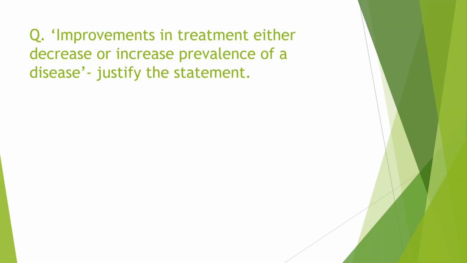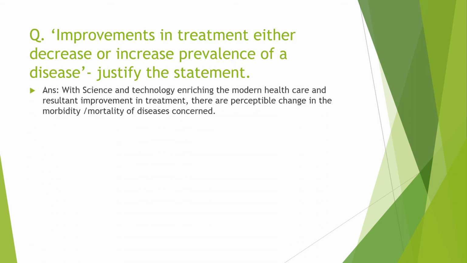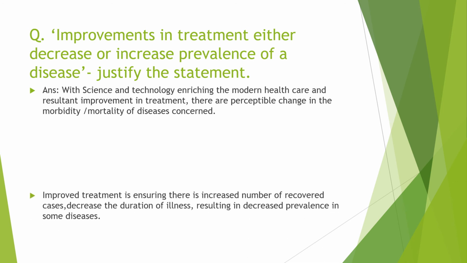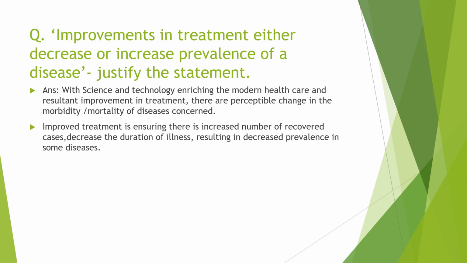So this takes us to another aspect of prevalence, its interpretation. That is justifying the statement, improvement in treatment can either decrease or increase prevalence of a disease. With science and technology enriching modern healthcare and the resultant improvement in treatment, there are perceptible changes in the morbidity as well as mortality of the diseases concerned. Improved treatment ensures an increased number of recovered cases and decreases the duration of illness, resulting in decreased prevalence in some diseases.